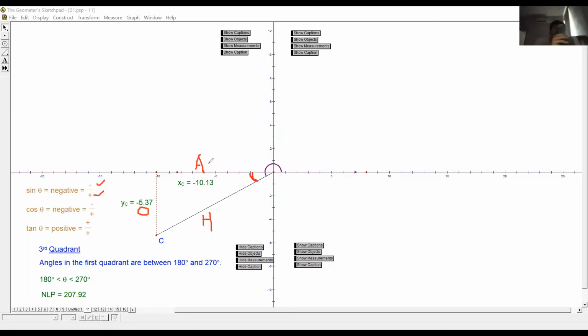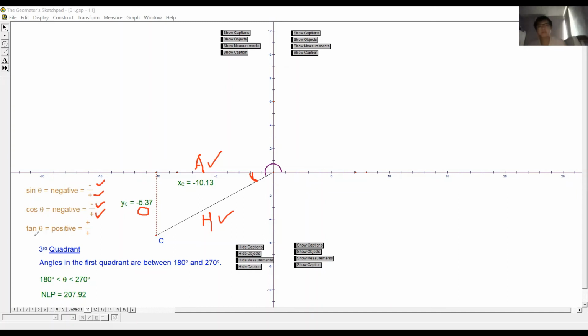Cosine is adjacent over hypotenuse. This one is adjacent. How much is the adjacent? It's a negative number, negative 10.13. Of course, I'm showing you one example. In general, any number in the third quadrant, when you move to the left-hand side, is always negative. It can be any number, not necessarily 10.13. The hypotenuse is positive. So negative over positive, cosine is negative in the third quadrant.